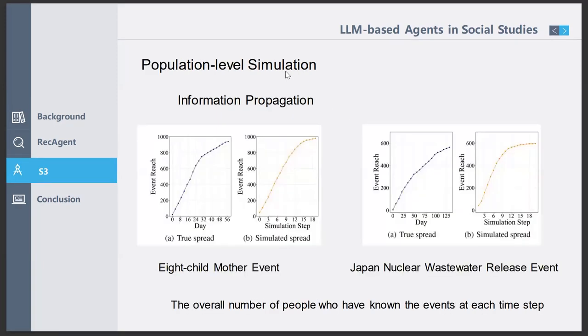From the population level simulation, the authors study how information is propagated in the social network. They study two events. The first one is the eight-child mother event, and the second one is the Japan nuclear waste water release event. And the authors compute the overall number of people who have known this event at each time step. In this picture, the left one is the real event spread, and the right one is the event spread in the agent society. We can see they are very similar.